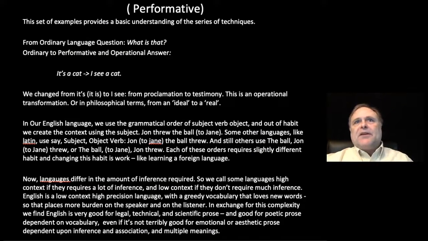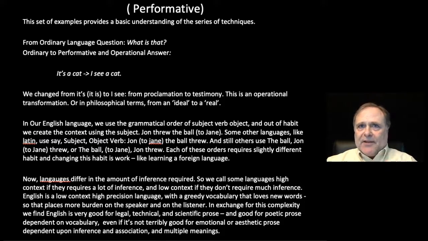So when we say something needs to be performative, we go from "it's a cat," God mode, to "I see a cat," to promissory mode, "I promise I see a cat." So we changed it from proclamation, an edict, to testimony. It's an operational transformation. In philosophical terms, we moved it from the ideal to the real.